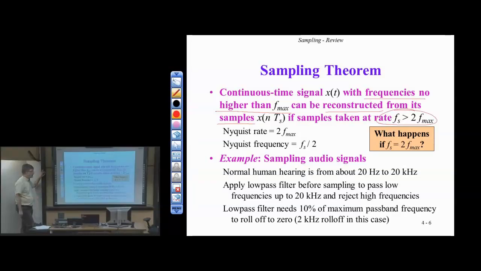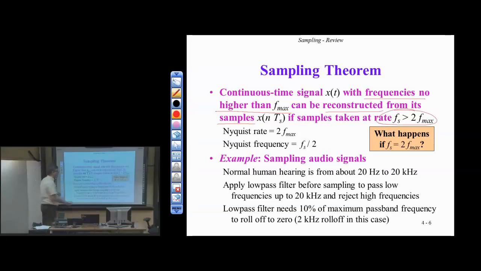Lots of idealisms in this statement, and it's a great starting point. And a few terms here: Nyquist rate, which is 2 times f max, and Nyquist frequency, which is half the sampling rate. First question up: what happens if fs is equal to 2 f max, which we sometimes do in practice? What happens? If you have an ideal filter, it should be okay. Ideal filters are usually okay. Hard to build? Sure.